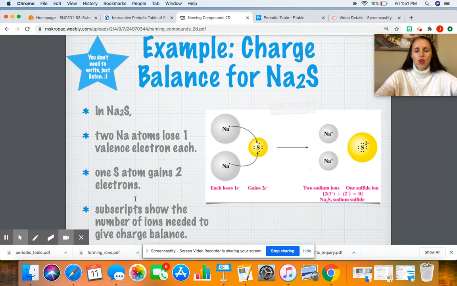Before I get to that though, I want you to pause the video, and I want you to go ahead and figure out the charge balance for Na2S. How did I know that I actually had 2 sodiums for only 1 sulfur?